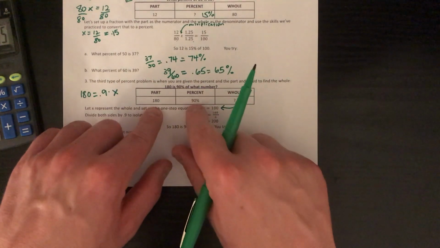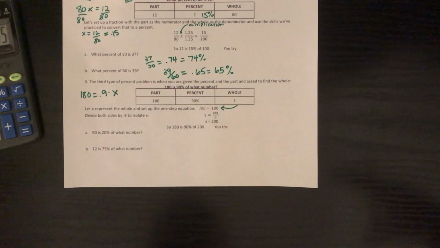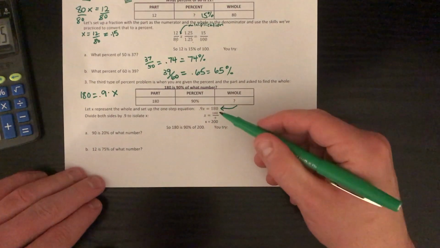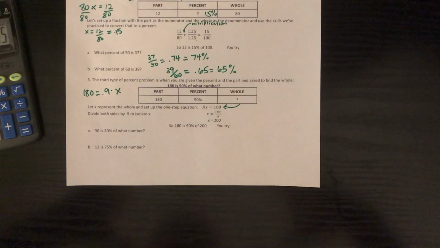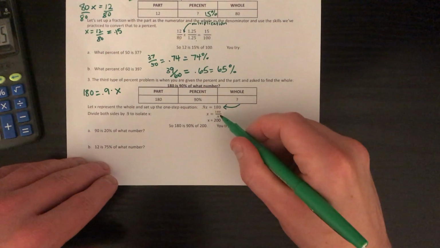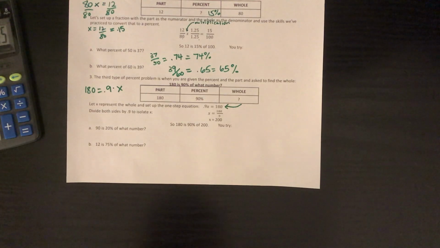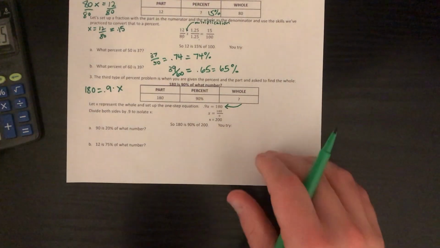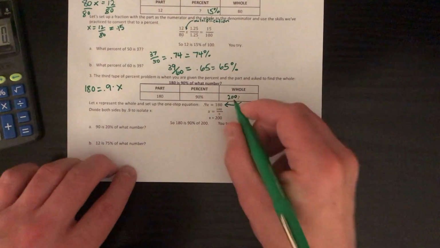Because if 180 is only 90% of the number we're trying to find, then the number we're trying to find should wind up being bigger than 180. Anytime you divide a number by a decimal that is smaller than 1, but it's still positive, like it's not negative, then the answer is going to wind up bigger than the number you started off with. So kind of get used to that. All right, so the answer to this one, the whole in this case, would be 200.